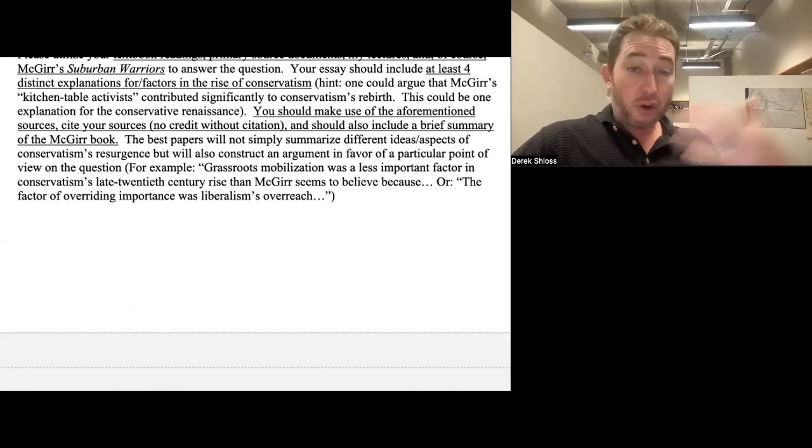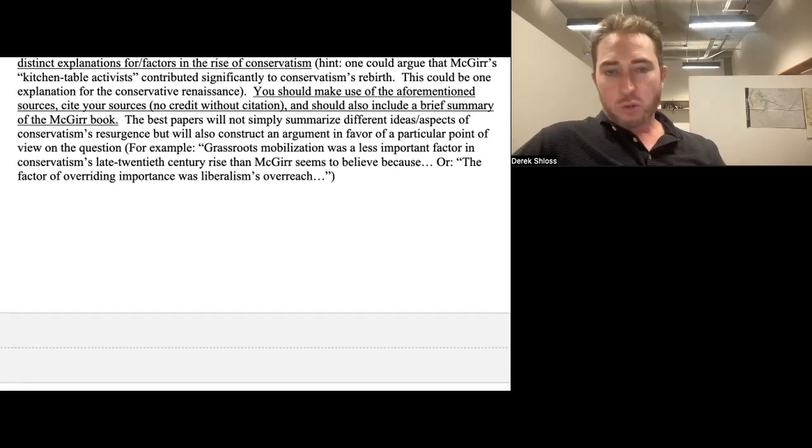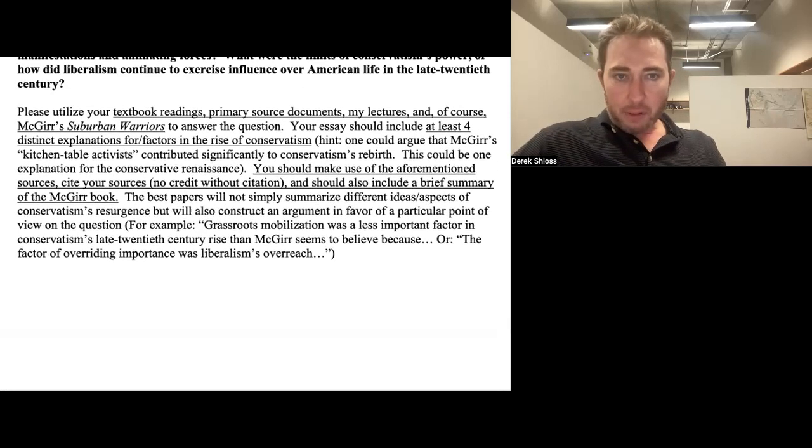You could also, or should also, make use of the aforementioned sources. Cite your sources. I'll talk more about that. No credit without citation, and you should also include a brief summary of McGirr's book. The best papers will not simply summarize different ideas or aspects of conservatism's resurgence, but will also construct an argument in favor of a particular point of view on the question. And I'll get into an example of that in a second.